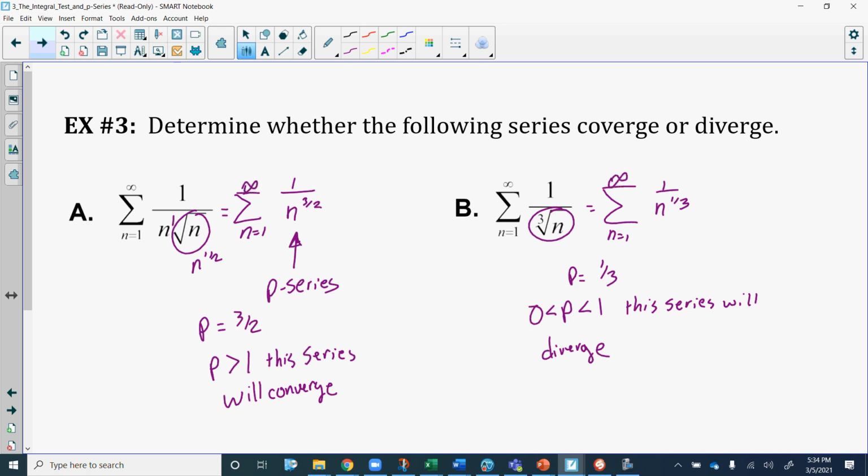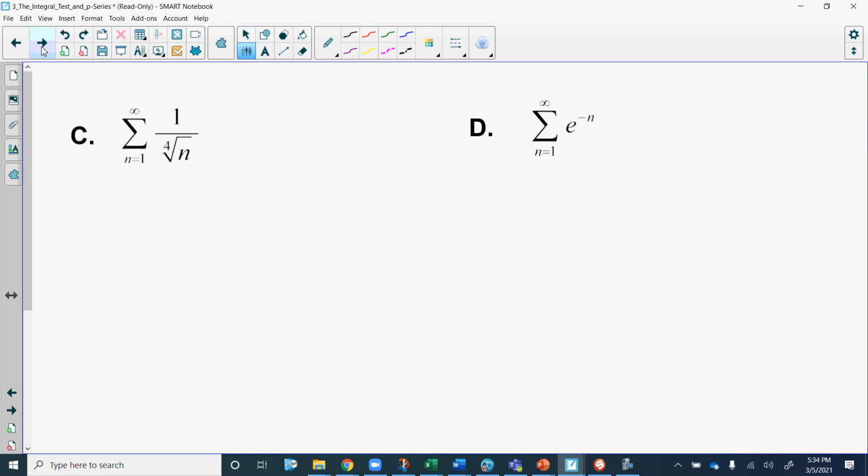So let's take a look. We've got a couple more examples here. Now the next example can be done using the p-series. Converting the radical into an exponent, we can look at it the same way that we did a second ago. This is going to be n to the 1/4 power. So because p is less than 1 but greater than 0, this series therefore is divergent by the p-series.